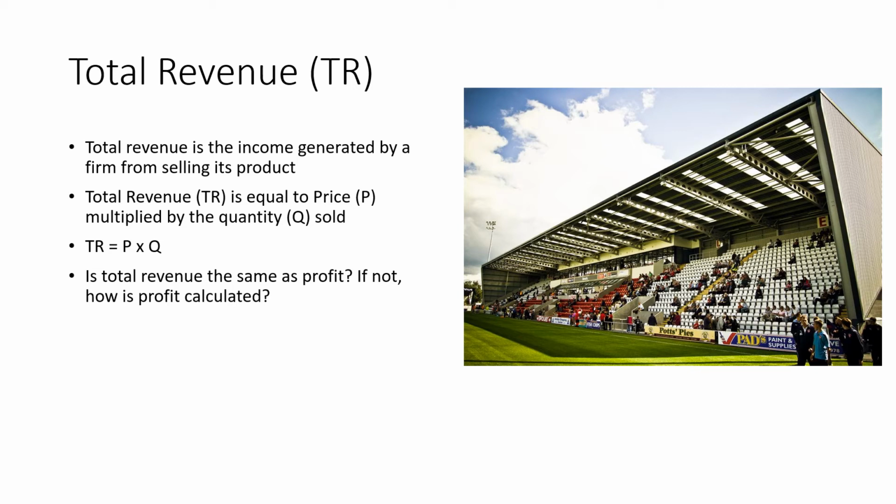So we've got a football club there. What would the football club's total revenue be from spectators? Well, the answer is it will be the number of people coming along to the match, that would be the quantity, multiplied by the average price that each of those spectators paid for their ticket. So total revenue is equal to price, P, multiplied by the quantity sold. So you can abbreviate this to TR equals P times Q.